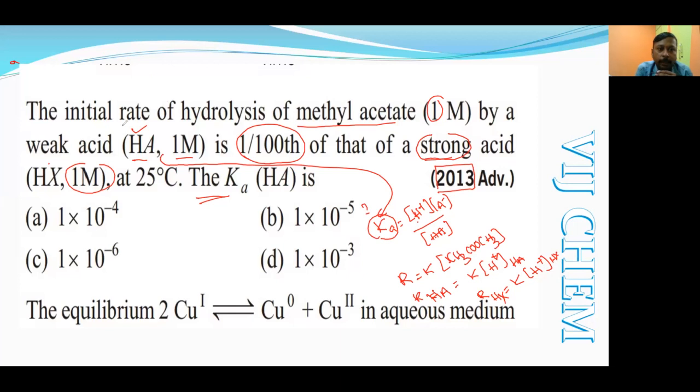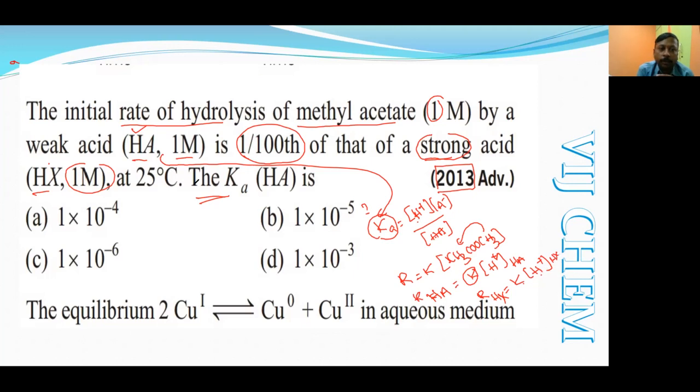Now here it is written the rate of hydrolysis of methyl acetate. The rate of hydrolysis of methyl acetate depends upon the concentration of acid, that is the concentration of H plus it provides. If we are using the weak acid HA, the rate of reaction is K into H plus into HA. And if I am using the strong acid, the rate is K into H plus into HX.